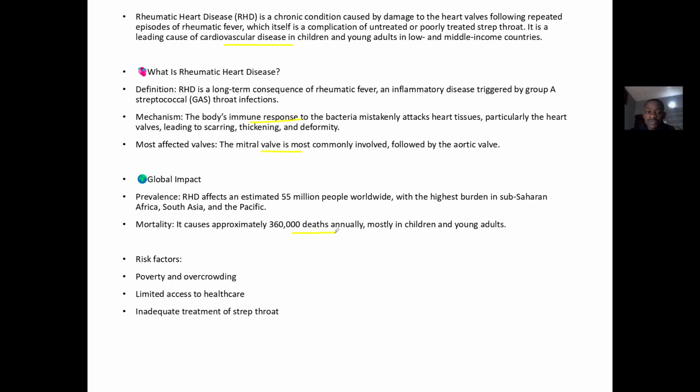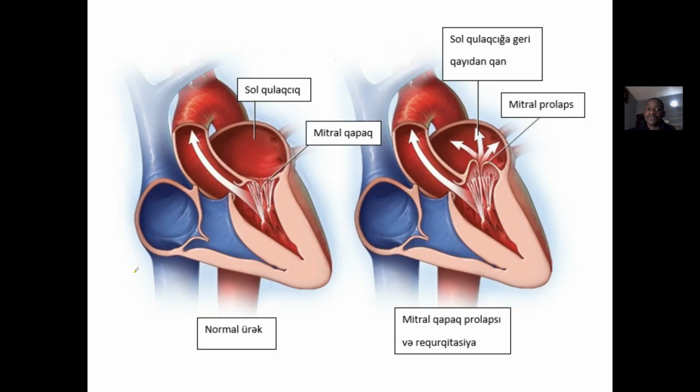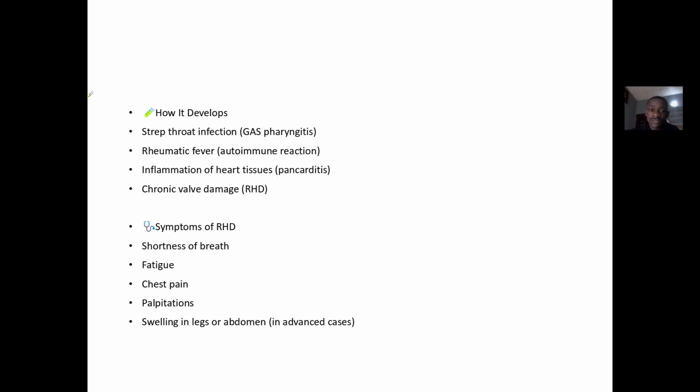Okay, so risk factors are poverty or overcrowding, that's low socioeconomic status, then limited access to healthcare, then inadequate treatment of strep throat. That means you had a strep throat but it wasn't treated well. Okay, then how it develops is strep throat infection leads to rheumatic fever. Then there's a lot of inflammation of the heart tissues, which now involves the valves too. Okay, so there's inflammation of the valves, which actually now leads to the issues.